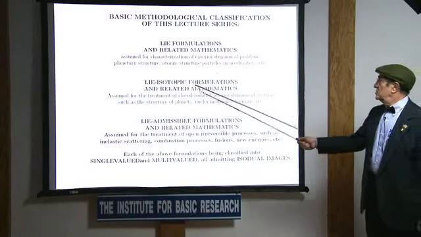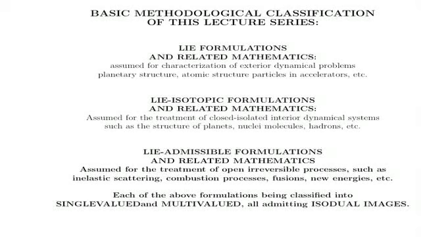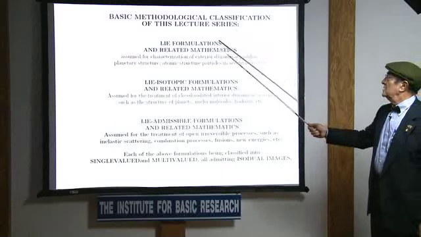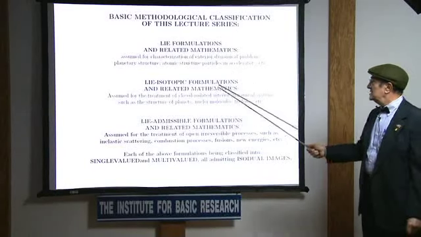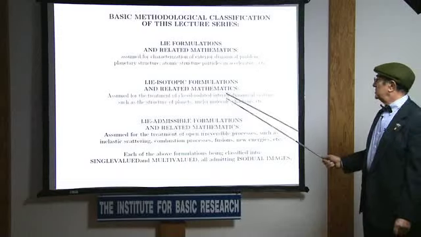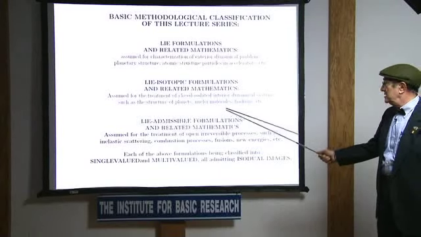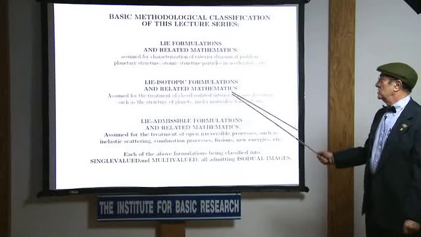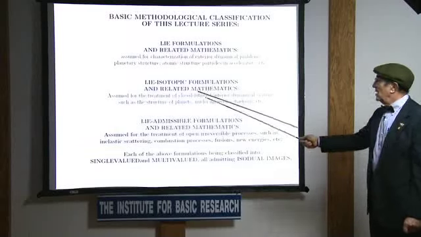The first level of generalization is called Lie-isotopic formulation and related mathematics. It is the first level of generalization of Lie theory and related mathematics, and it has been developed for the treatment of interior dynamical problems, namely extended particles and electromagnetic waves propagating within physical medium. However, when the systems are considered isolated from the rest of the universe, therefore verifying conventional conservation laws, we have to use an algebra with an anti-commutative bracket, and that's why Lie-isotopic, as we will see.